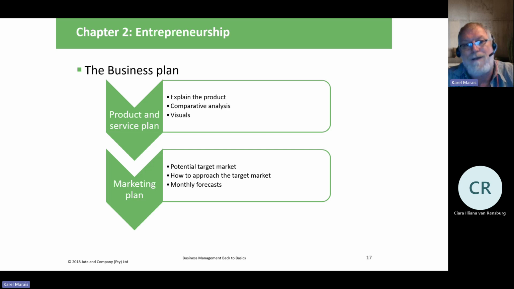What is your approach to the target market? How are you going to get to the market? Is this something that you're going to advertise on national radio and television?